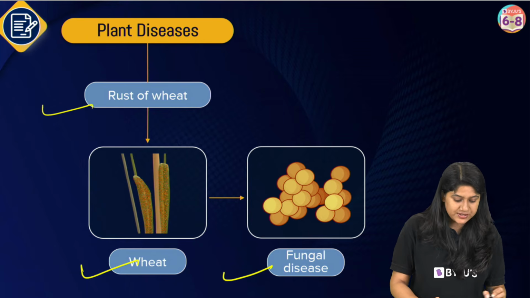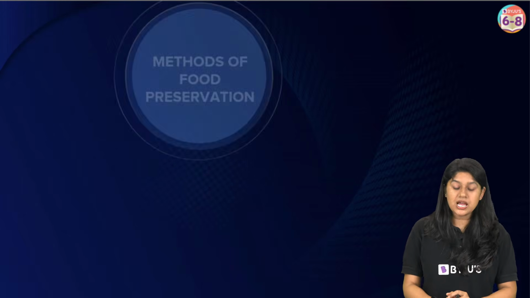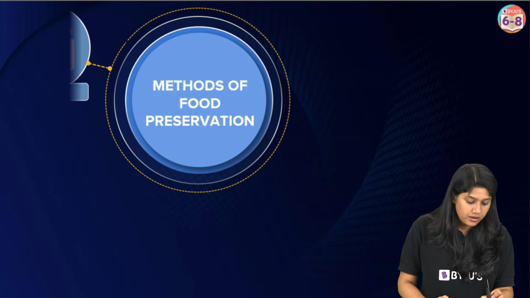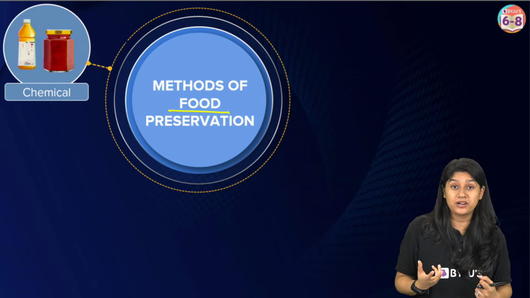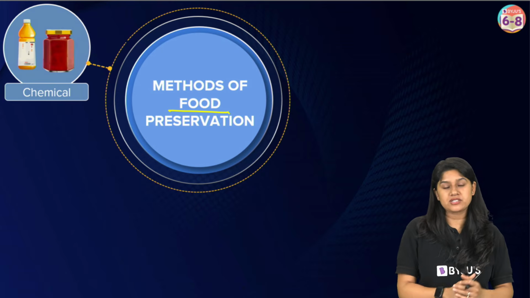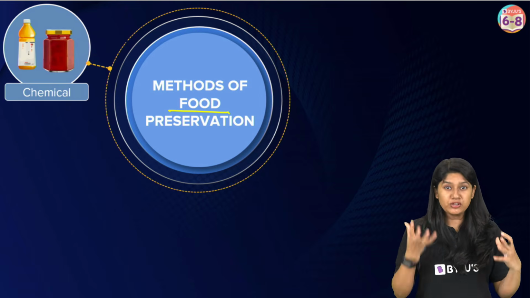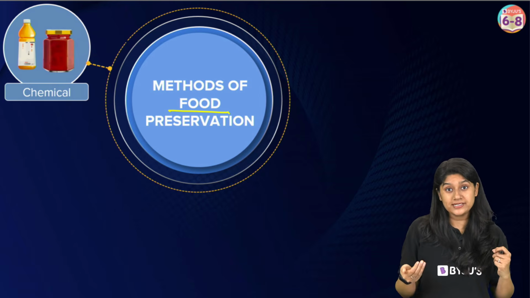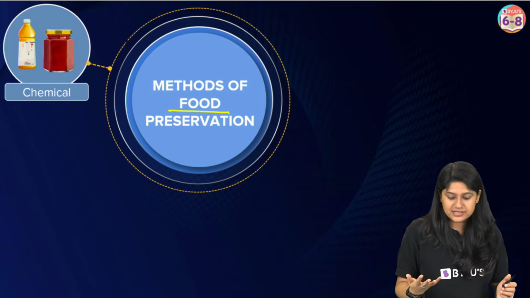So we have discussed the different types of diseases altogether. Now we'll be discussing how we can actually prevent spoilage and preserve the food. If you keep the food outside for some time, you will see that it will become spoiled. But on a daily basis, we use various food products that are preserved properly so that we can use them. We'll discuss that.